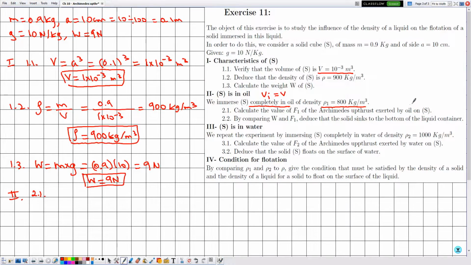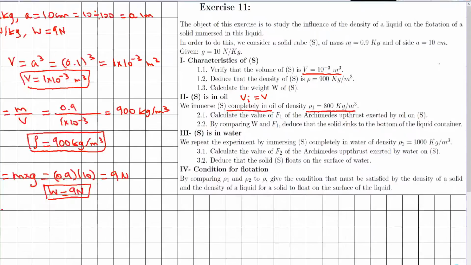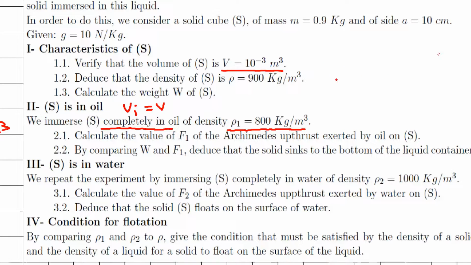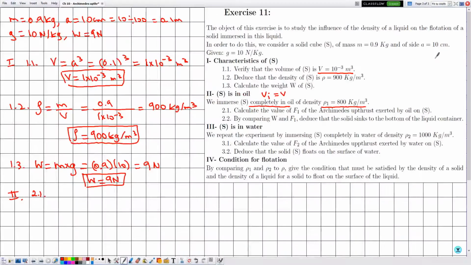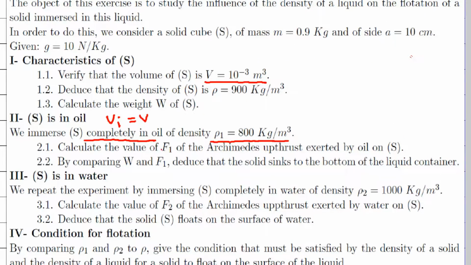So let's discuss all the methods one can use to calculate the value of F. The first one is using the real weight minus the apparent weight. In this case, we cannot use this method here because simply we don't know the value of the apparent weight. Another method to calculate the value of F1 is using the condition of equilibrium.